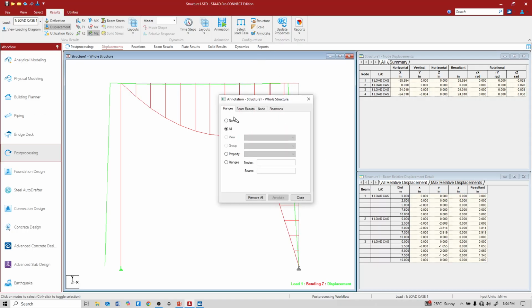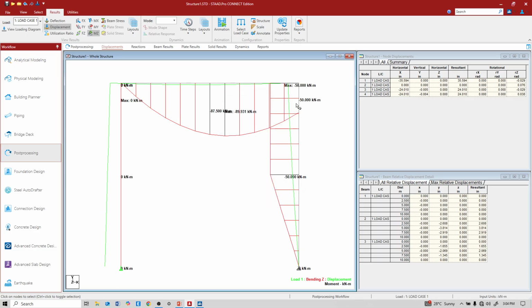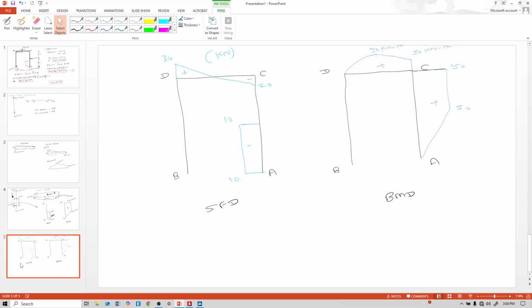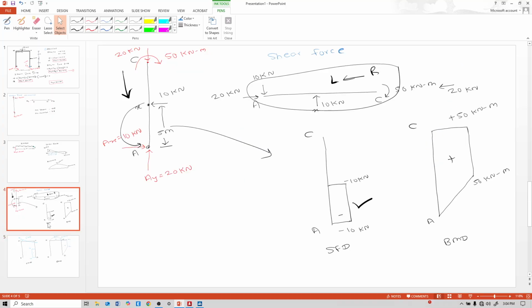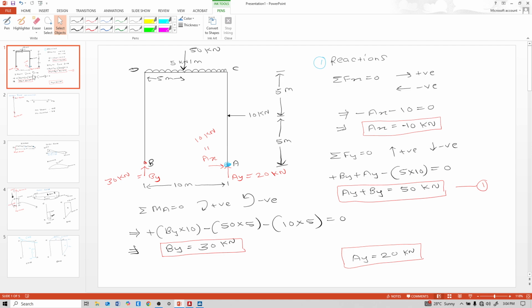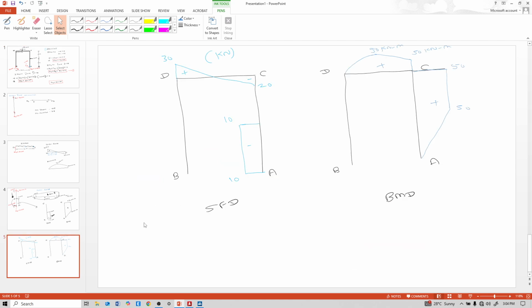Now annotate beam results. So C 50, 50. Yes, it is correct. So this way our SFD BMD for frame structure numerical 2 is complete. Thank you very much.